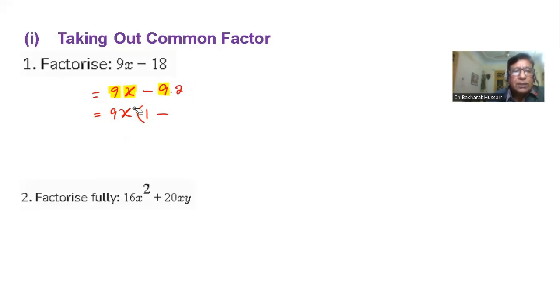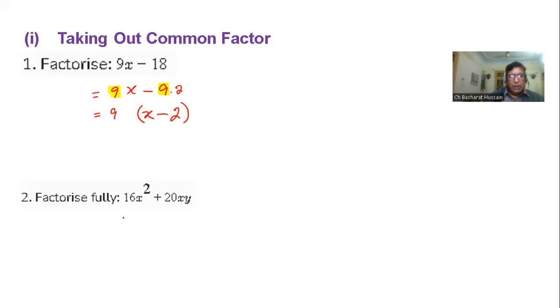Sorry, here is no x in this figure. So 9 into 2. We take only 9 common. So here it is x minus 2. x is not a common factor here, so we take 9 out and get 9(x minus 2). Now this is factorized fully.